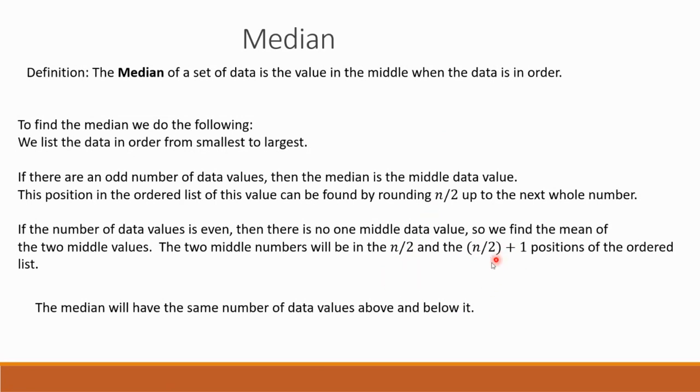The whole point, remember, is that you want to have the same number of data values above the median and below the median. Again, this is when you sort it from smallest to largest. You want to have the same number of data values above and below it.